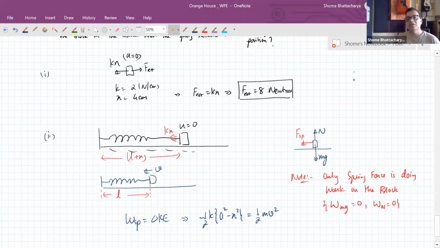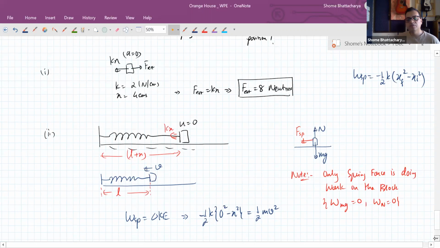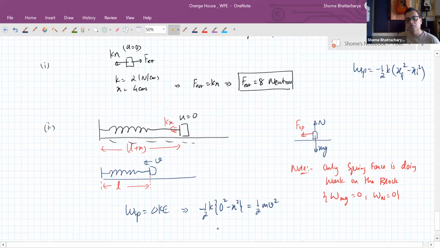Because remember, work done by spring was given by this formula, minus half k into x final square minus x initial square. So we'll have this formula that half mv square is equal to half kx square. So v will become x into square root of k by m.